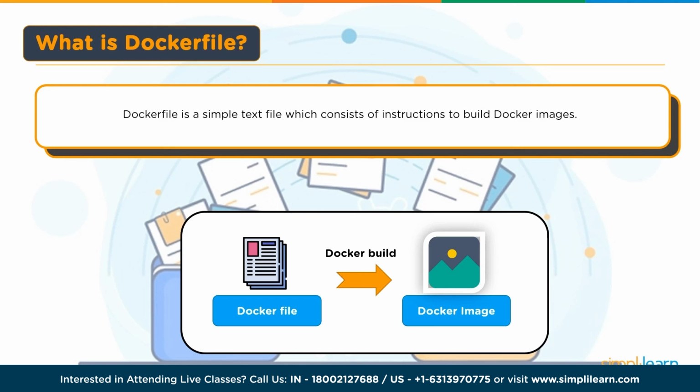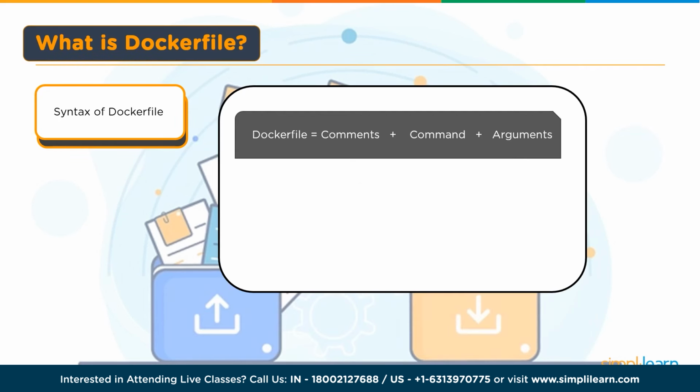So you have a Dockerfile, you run the Docker build command, and that's how you will be able to get a Docker image. Whatever steps you have in the Dockerfile will be processed one by one, and as an end result, you will get a full-fledged Docker image. Right, now let's talk about the syntax of the Dockerfile.